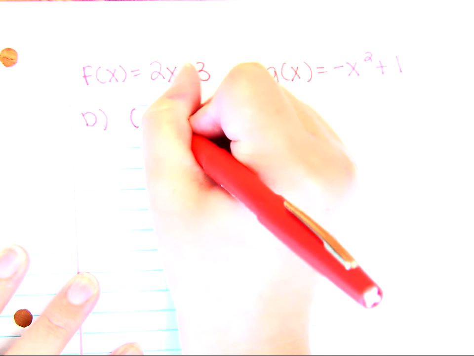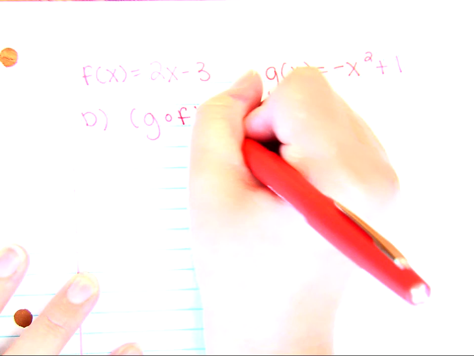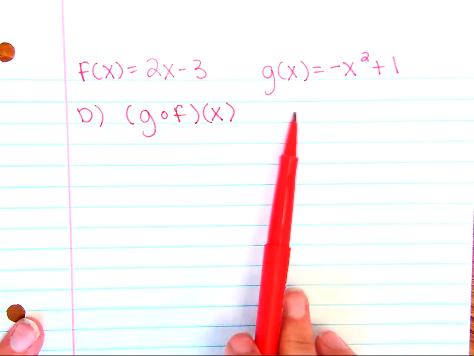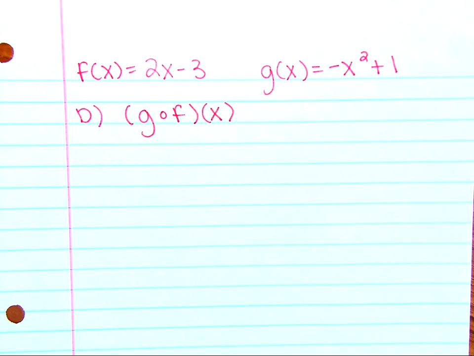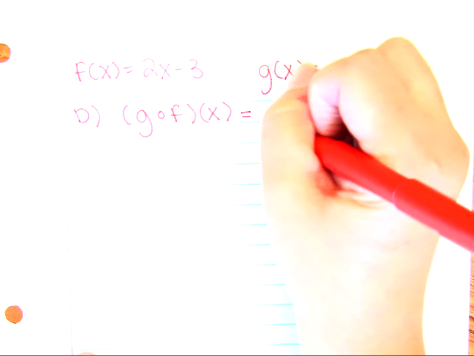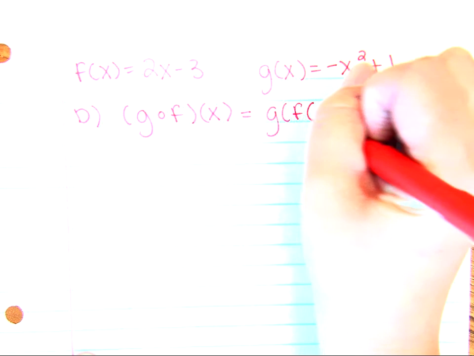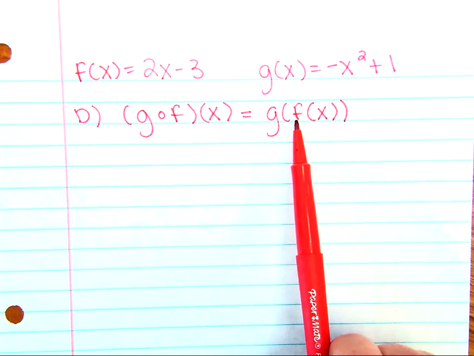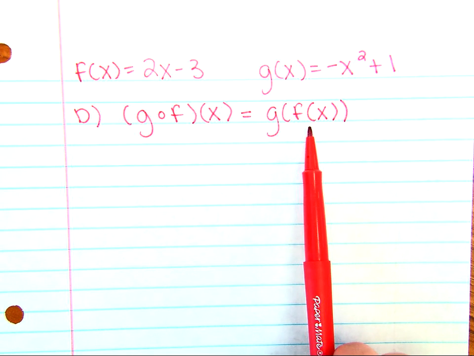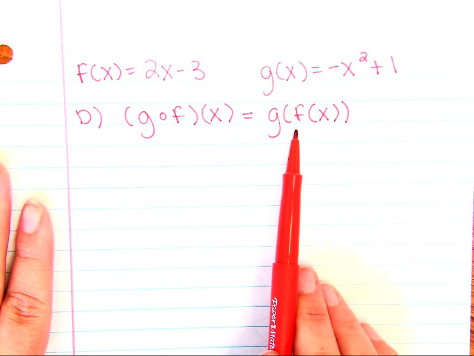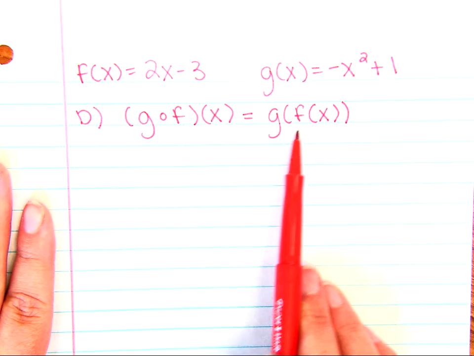G composed with f of x. So notice now I have an x. So I'm not going to replace my variable with anything. So here, this is the same as g of f of x. So what that means is I'm going to take f of x and I'm going to put that into g. Okay? So everywhere there is an x in g, I'm going to write f of x.